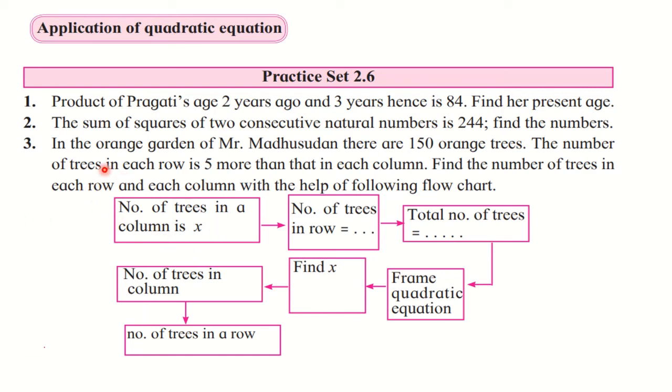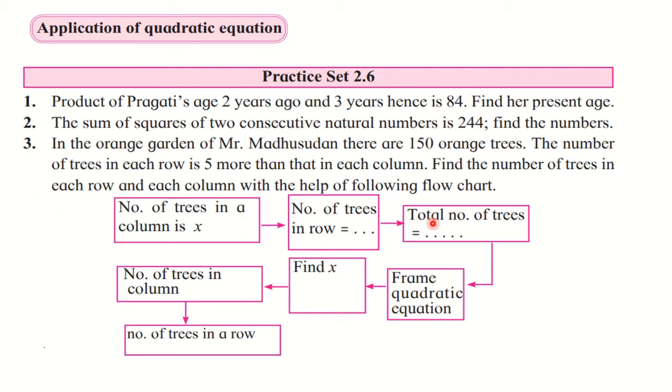See, the second question is also given here, the sum of squares of two consecutive natural numbers. I told you the correction here: the correct word should be even natural numbers. So the numbers are x and x plus 2, and then you can find it out. So make a correction here. The words should be two consecutive even natural numbers.